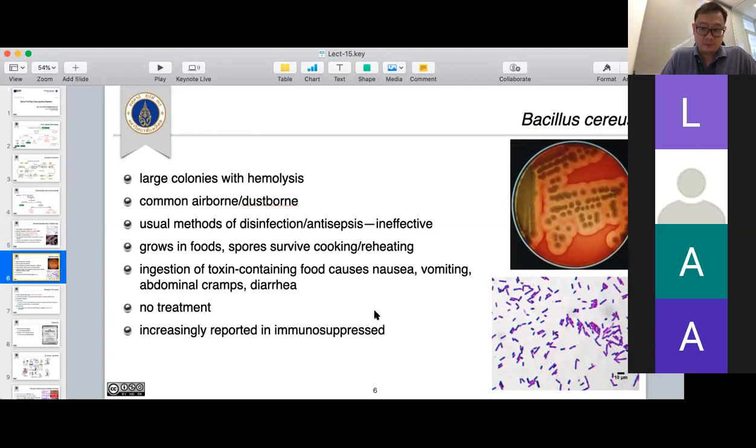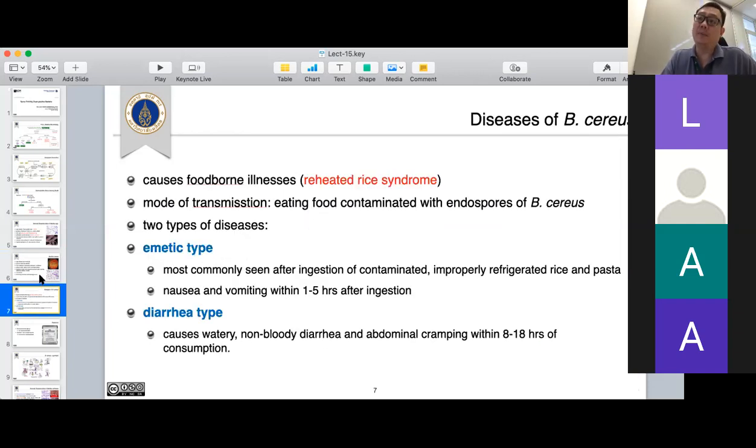And this bacteria is kind of serious in the immunocompromised, and the rate of serious cases is increasing every year. Okay, I think it's because of the lifestyle of people nowadays. You don't cook at home, you buy food and reheat it. The foodborne illness caused by Bacillus cereus, we call reheated rice syndrome.